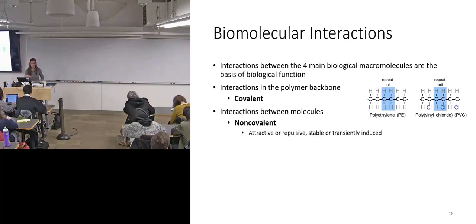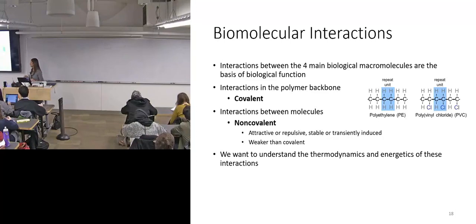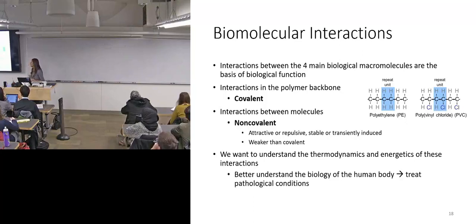They could be attractive, they could be repulsive, they could be stable, they could be transient, so they maybe come and go. There's binding and then it kind of comes apart quickly. They are always weaker than covalent bonds. Okay, so the backbone is much stronger to kind of break apart in an interaction between two molecules. We want to understand the thermodynamics and the energetics of these secondary non-covalent interactions for many reasons, but the two we'll talk about: a better understanding of the biology of the human body, particularly to treat pathological conditions. Okay, that's our goal, is to help people in the long run.